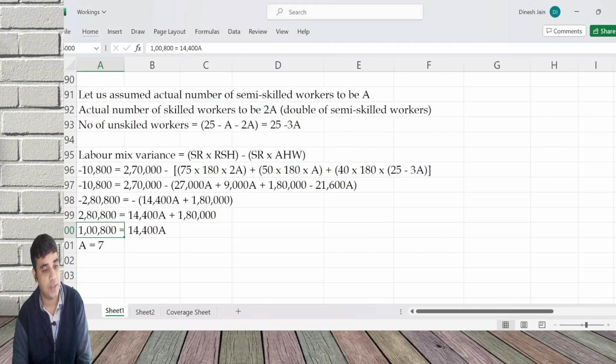Minus 10,800 equal to 270 minus 27,000 A plus 9,000 A plus 1,80,000 minus 21,600 A. Minus minus on both sides gets cancelled. Net net it is 2,80,800 equal to 14,400 A plus 1,80,000. A equal to 7.